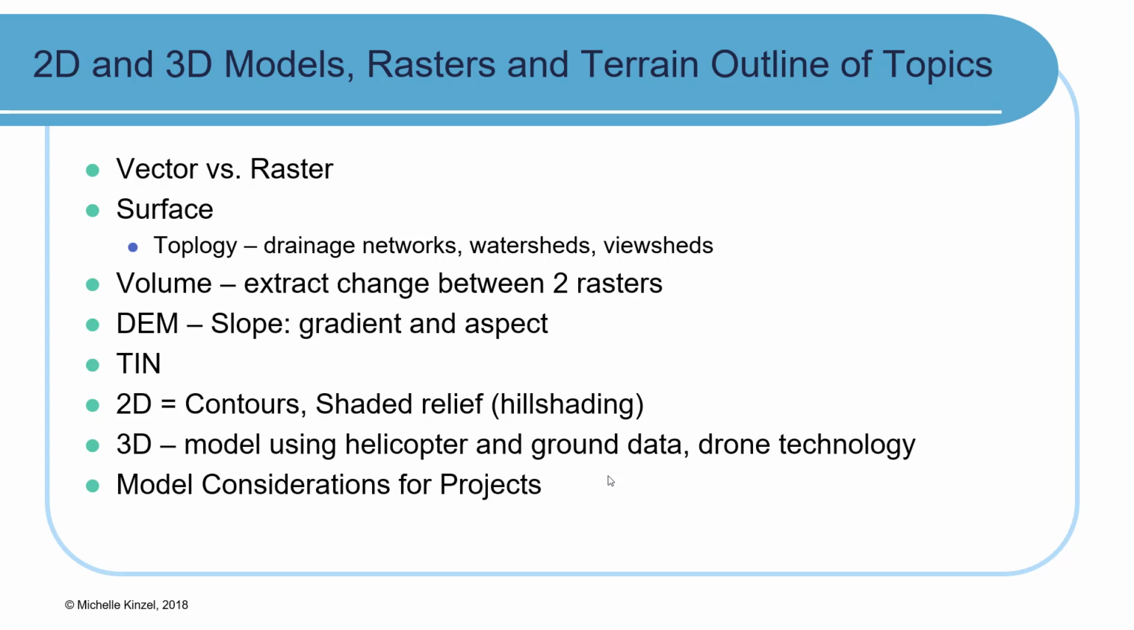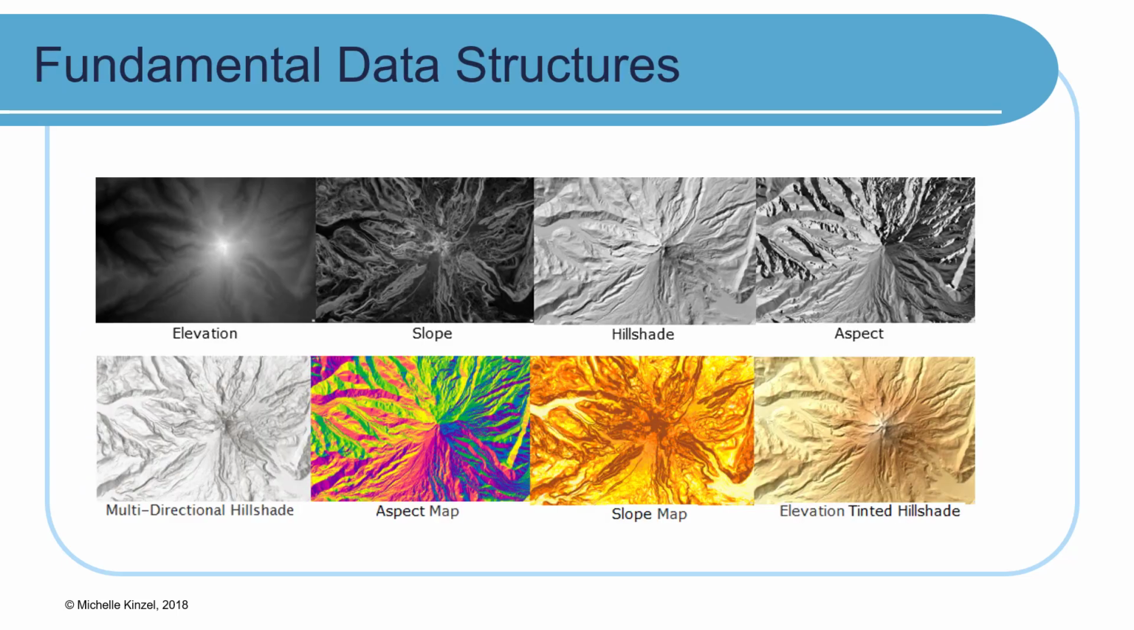triangulated irregular networks, two-dimension models of contours, shaded relief called hill shading, and three-dimensional models using helicopter and ground data or drone technology. And I will briefly cover model considerations for projects. So here is a comparison of the same spatial area shown with different data structures.